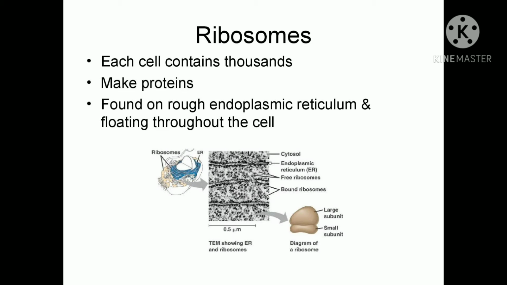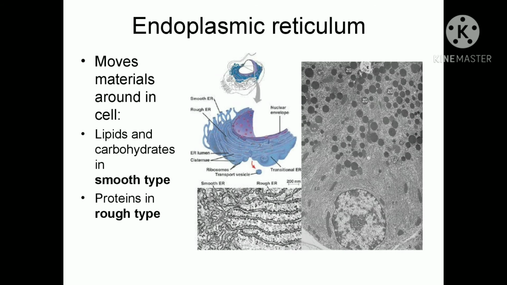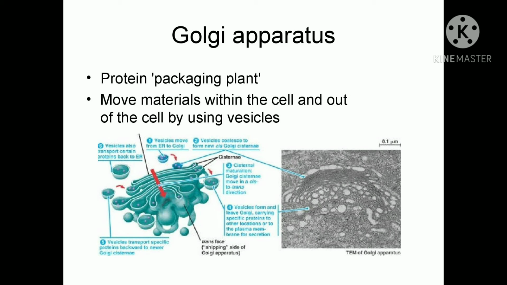Now we are moving on to the endoplasmic reticulum. Generally, it moves materials around the cell, and we can see lipids and carbohydrates in the smooth type and proteins in the rough type. So the smooth type and rough type are there. This is the diagram of the endoplasmic reticulum.